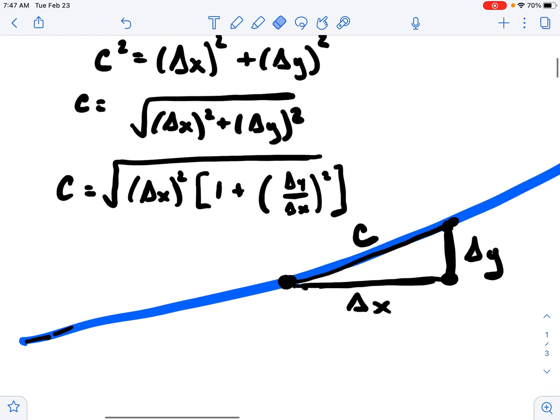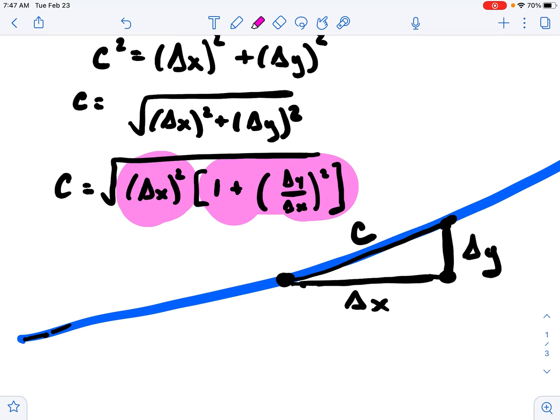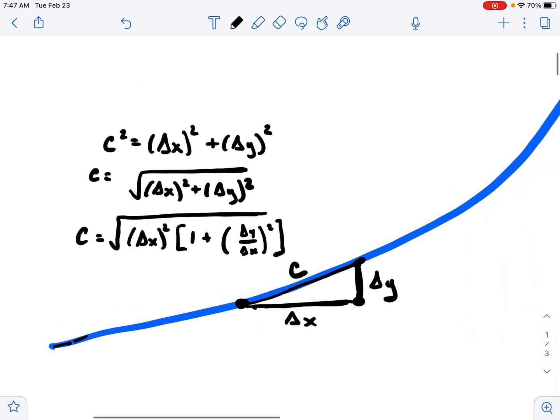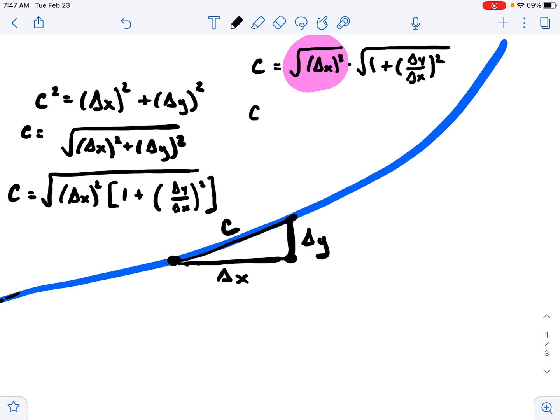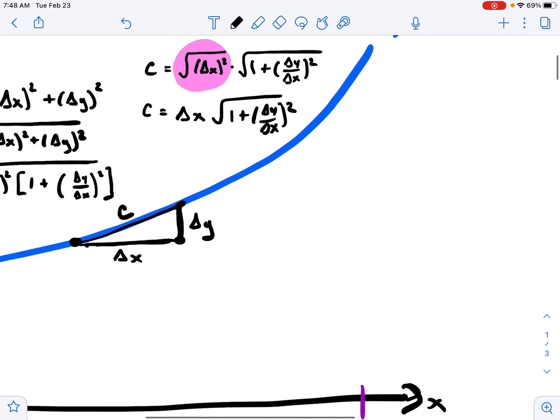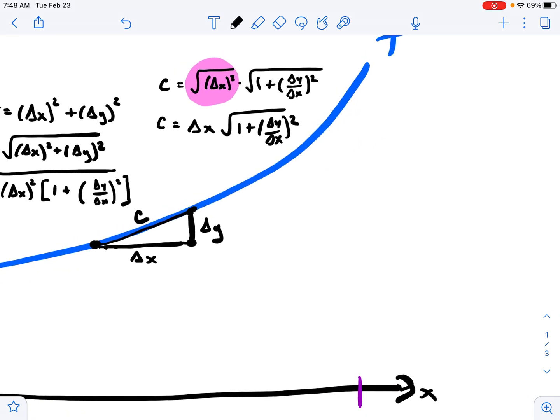And so we have this, but now I can clean this up a little bit. We have the square root of a product, and that can be broken up into the product of the square roots. Now, what's the square root of delta x squared? That's just going to be delta x itself. And then there is an approximation to the hypotenuse over a very small change in x and y.